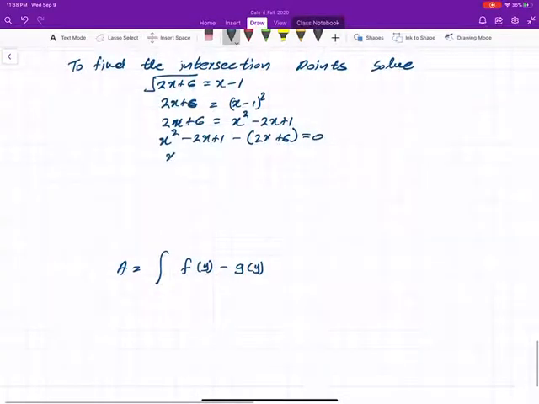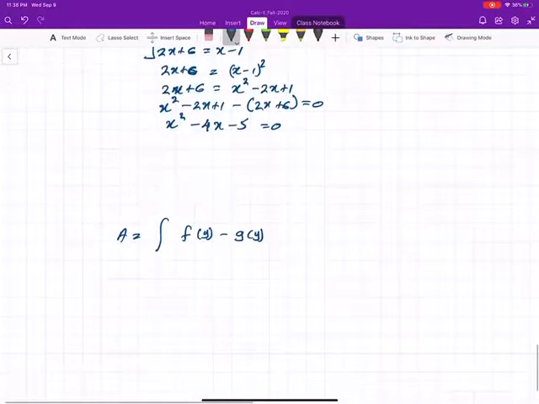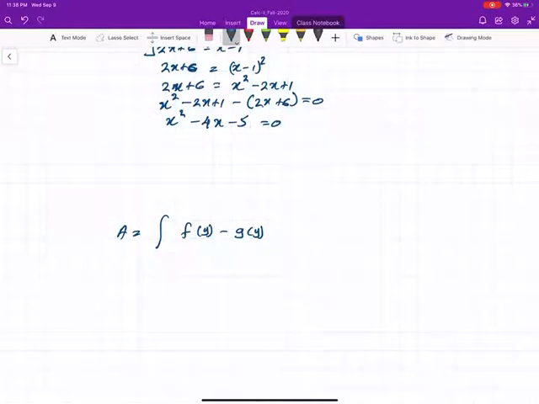Alright, then you write this to be x squared minus 2x minus 4x minus 5 equals 0. And then you have to factor that out, which is Calc 1. You learn how to factor this.